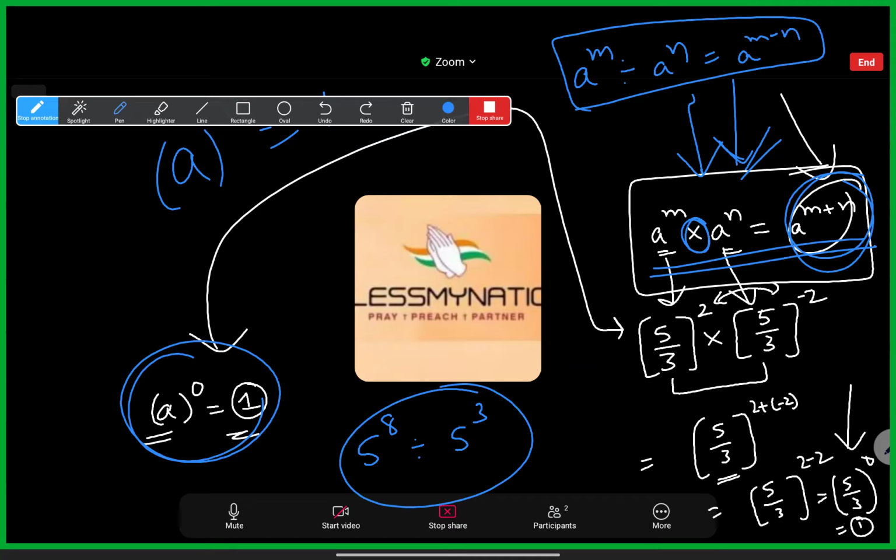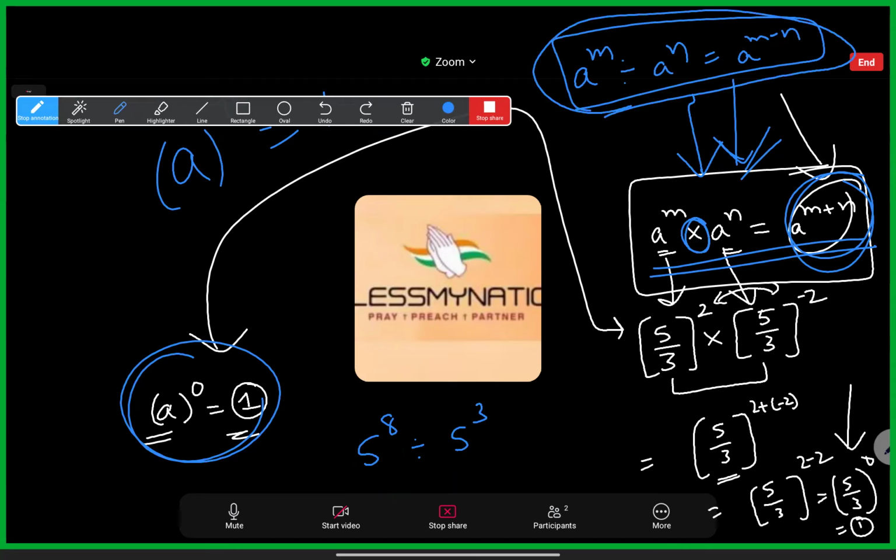Normally, if we do this sum, we have to do 5 power 8, which means 5 into 5 into 5 into 5, you have to write 5 eight times. It will take a lot of time. And 5 cube means 5 into 5 into 5. It will take a lot of time to find out these values and then do the division. Because of that, we will just use this law of exponent. The sum will become very easy for us.